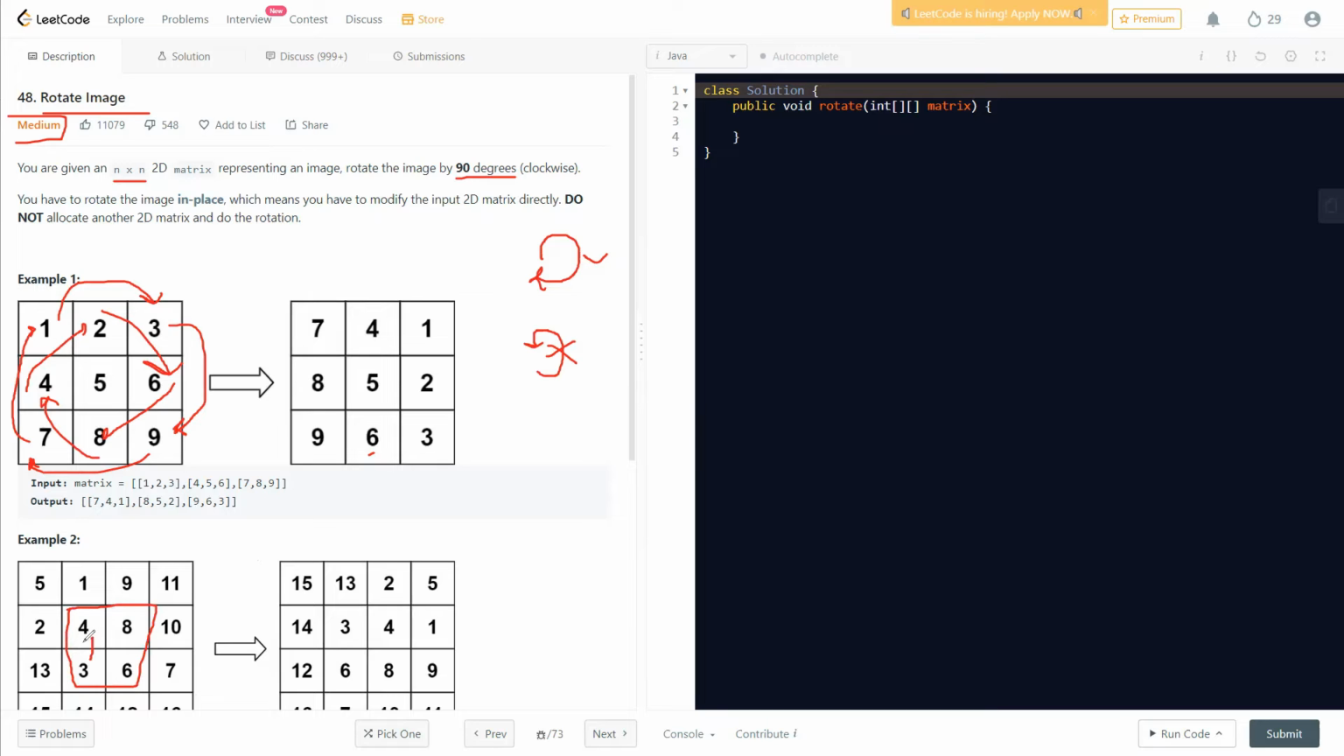You can see 3 went above, 4 went right, 8 went down, and 6 went to its left. That's the resultant matrix we find in the middle as well. So that's how rotation happened.